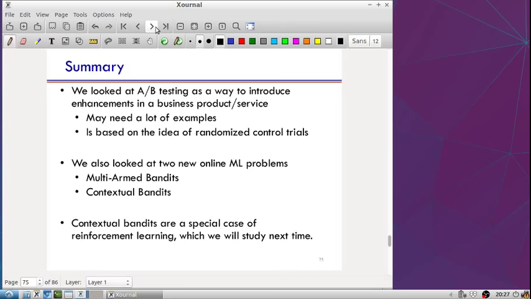And we also looked at two new online problems where you are now focused on per interaction, you want to improve your performance, improve your decisions, what website to show, what action to take. That was multi-armed bandits without context and contextual bandits. Okay. And contextual bandits is a special case of reinforcement learning. So when you assume that there is no long-term consequence of my action, that's contextual bandits. But in the general setting, there could be long-term consequences of your actions. That's reinforcement learning. Okay. And that's what we're going to look at next lecture. So any questions at this point?